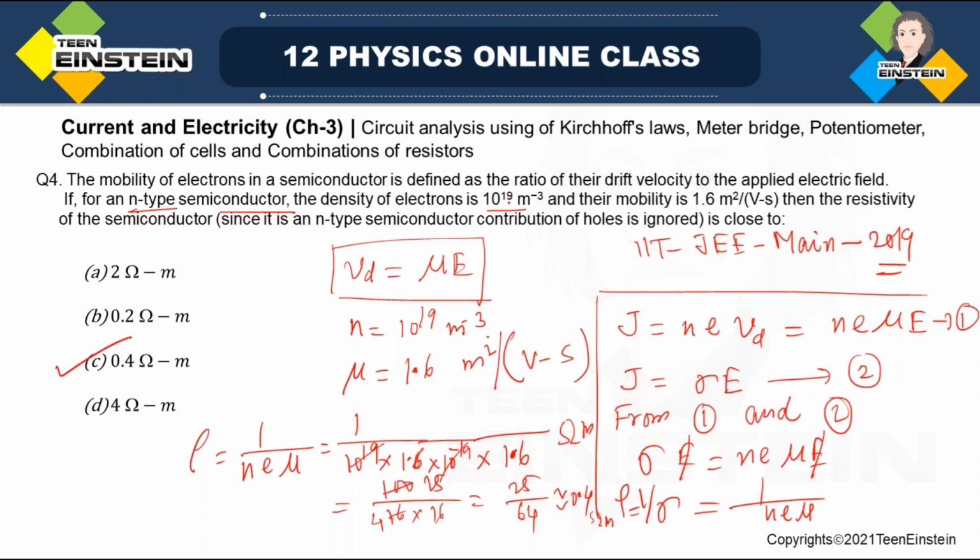Let me check. This is the electron density, fine. Mu is this, Vd, mu Vd, and e is the electronic charge. Yeah, these are all right. Okay, we'll move on to the next problem.